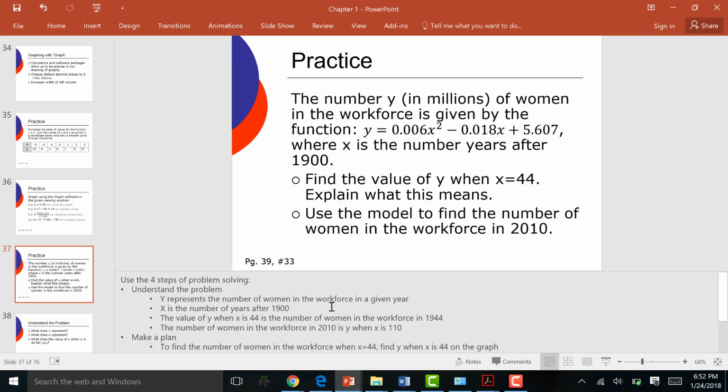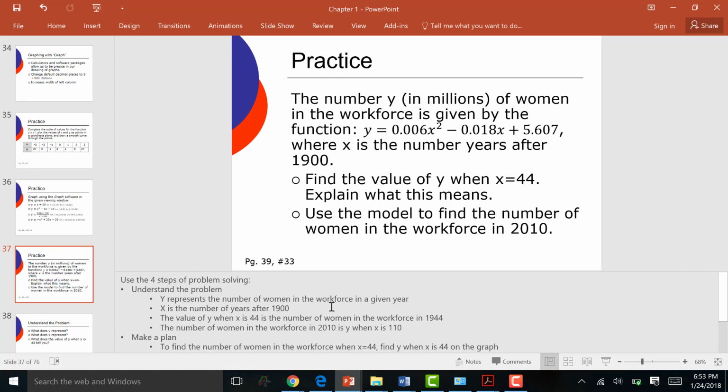Alright, so here's your equation, 0.06x squared... And did they give me what the meaning of y is? Yes. What is it? Number of women. Okay, I want the number of women in the workforce, and this is in millions. Okay, all right. So I got what the x value means, I got what the y value means, and I have the equation that they gave me.